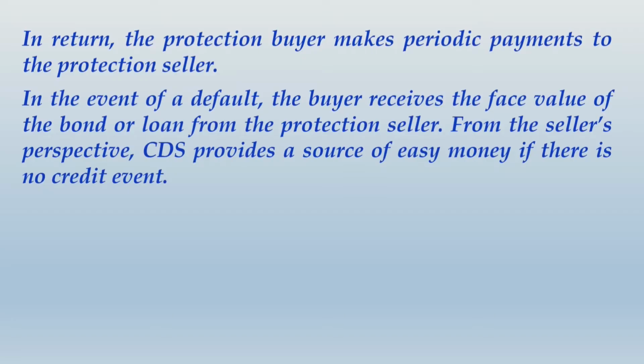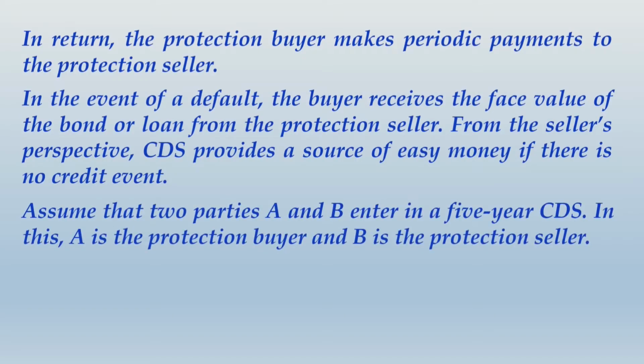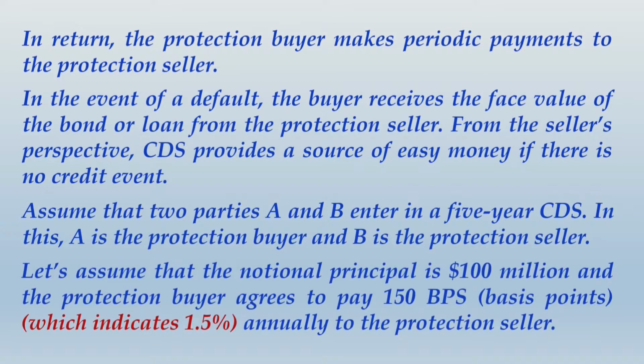Assume that two parties A and B enter into a 5-year CDS. In this, A is the protection buyer and B is the protection seller. Let's assume that the notional principal is $100 million and the protection buyer agrees to pay 150 BPS, that is 150 basis points, which indicates 1.5% annually to the protection seller. So please write up this much and then I take you ahead.